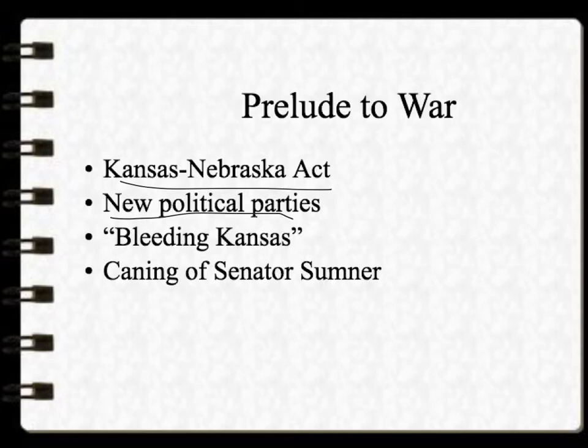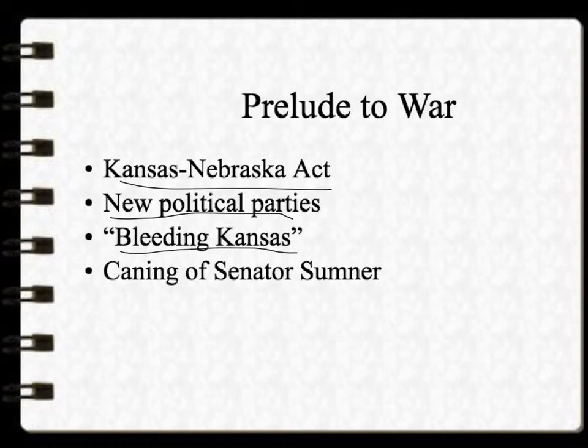So the Free Soilers, the Conscience Whigs, and the anti-Nebraska Democrats banded together to form the Republican Party. And support for the Republican Party came almost exclusively from the North. Republicans weren't necessarily abolitionists. Rather, they wanted to keep slavery out of the territories, primarily to maintain exclusive access to the West for free white labor.